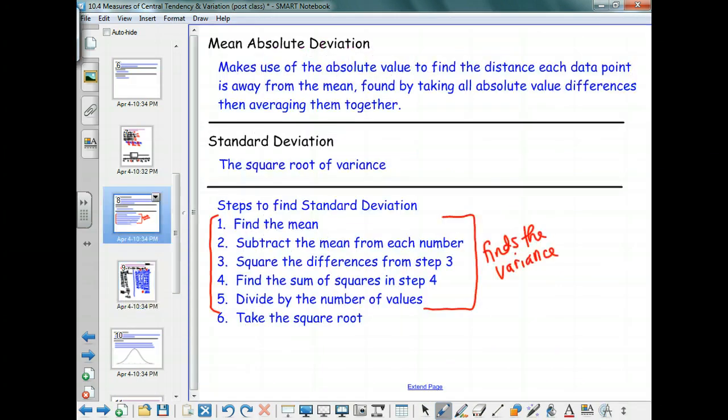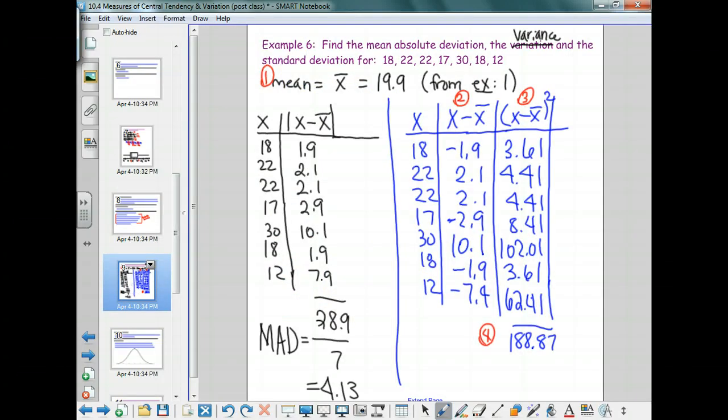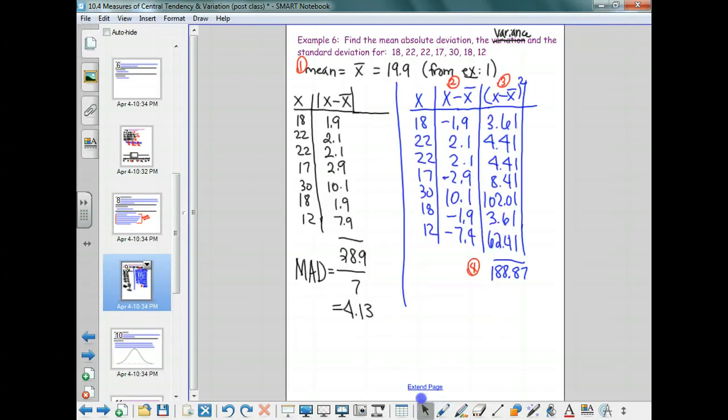We added things together. And then what are we going to do on number 5? Right. So on step 5, I'm going to take this value that I have, 188.87, what will I divide by? 7. And if I do, what do I get? Now, let me tell you that this is the variance. Variance does have a symbol as well. Mean was the X with the bar. Mean absolute deviation, we abbreviate MAD.